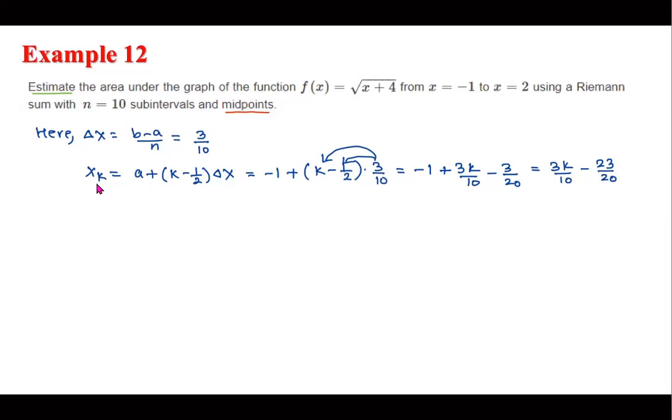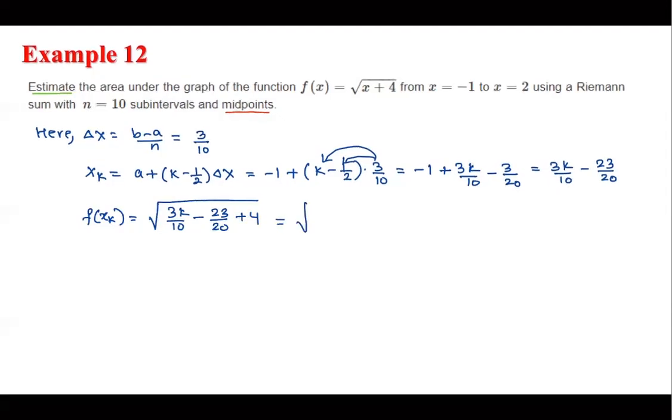We find delta x. Now you can see that for the midpoint Riemann sum, xk is a plus k minus half times delta x. We plug in the value of a, we plug in the value of delta x, and we simplify to get this one. Next thing is we need to find f of xk. F of xk means we plug this value xk into the function. Our function is square root of x plus 4. That means it will be square root of 3k over 10 minus 23 over 20 plus 4. And we simplify that.